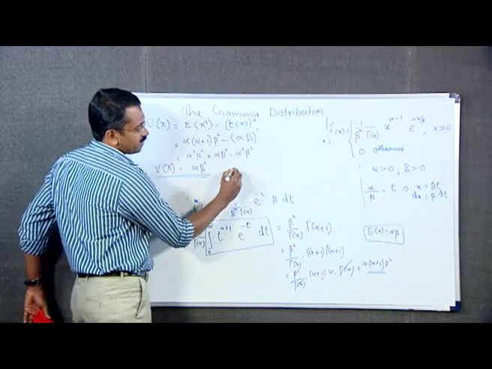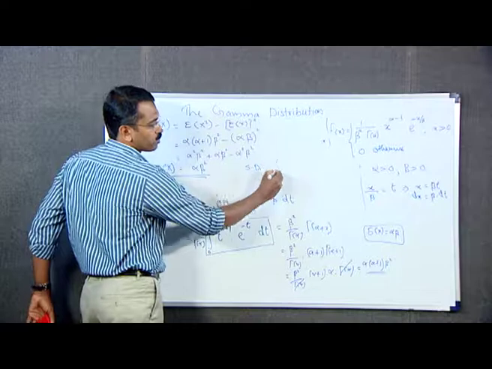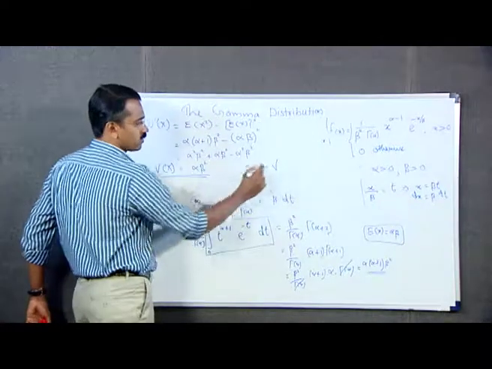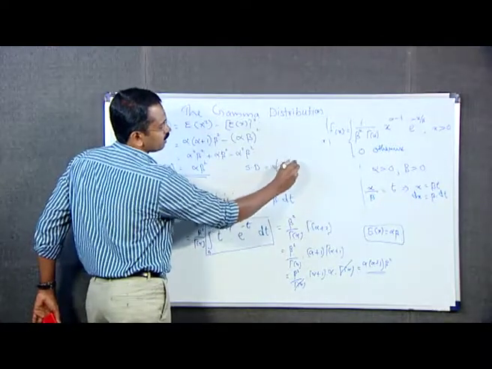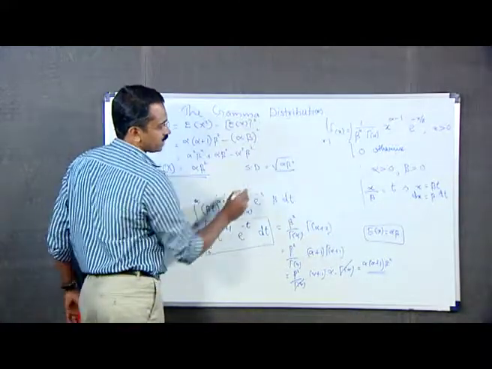Therefore, the standard deviation of x is the positive square root of the variance of x, that is root of alpha into beta square, which is the standard deviation.